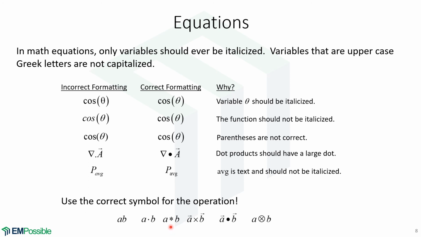What does that mean? Is that multiplication on a computer? A lot of times that'll mean convolution. We have a cross. Sometimes that can mean just standard multiplication. Other times it means a vector cross product. The big dot usually means a vector dot product. And then this other thing, which can represent other types of operations like convolutions and star products or other things. So pick the correct symbol for your operation and be consistent.